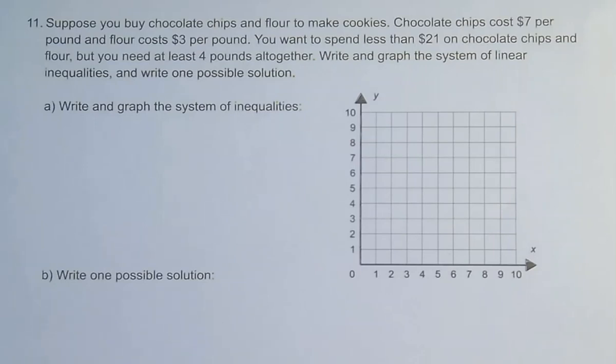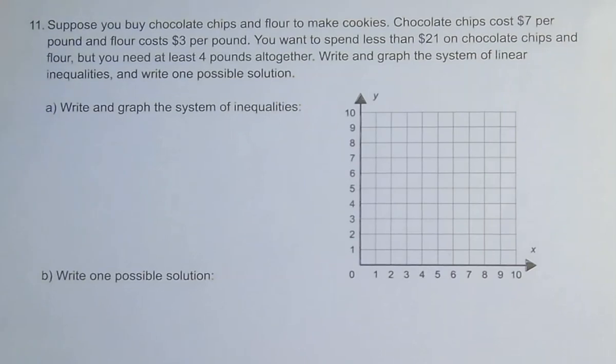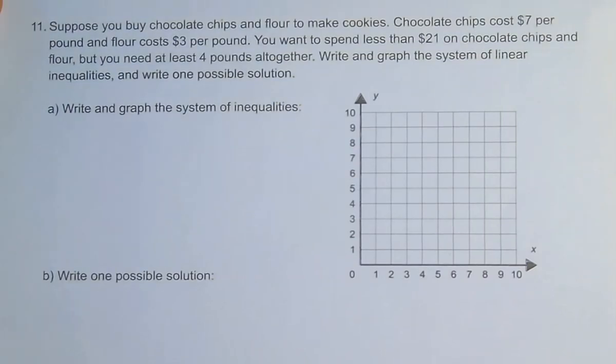All right, looking at our Unit 5 study guide for the test for our whole unit, we're going to look at numbers 11 and 12. So suppose you buy chocolate chips and flour to make cookies. Chocolate chip costs $7 per pound and flour costs $3 per pound. You want to spend less than $21 on chocolate chips and flour combined, but you need at least 4 pounds altogether of chocolate and flour. So we're going to define our variables, write and graph this system of inequalities.